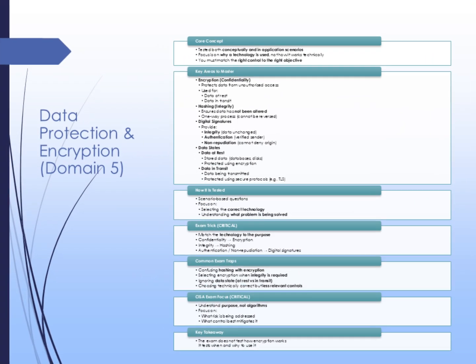Data protection and encryption is another critical area within Domain 5 of the CISA exam. This topic is tested both conceptually and through scenario-based questions, with a strong focus on understanding why a technology is used rather than how it works technically. One of the most important principles in this area is matching the correct technology to the correct security objective. Encryption is primarily used to protect confidentiality. Its purpose is to prevent unauthorized individuals from accessing sensitive information.